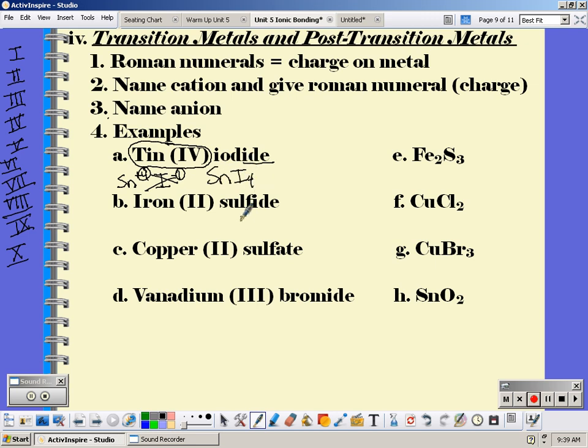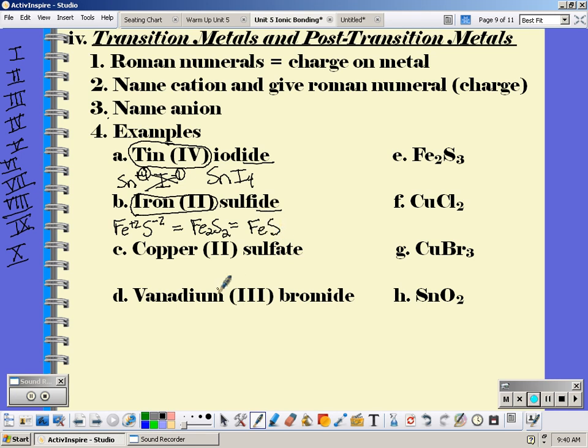Iron 2, the 2 belongs to the iron as the charge. Sulfide, an element on the periodic table. So Fe +2, S -2. That would give us Fe2S2. Well, 2 and 2 can be reduced, so the actual answer is just FeS.